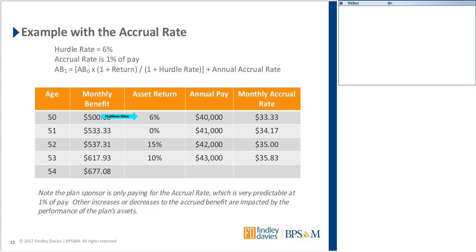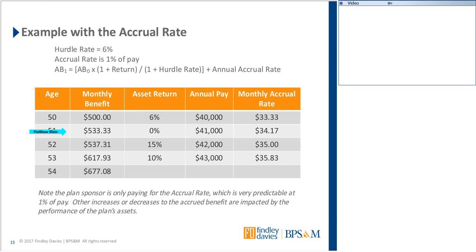And in the first year, the assets are going to return exactly 6%, which happens to be our hurdle rate. So we know that when the return and the hurdle rate are exactly equal, there's no adjustment to the monthly benefit. But we do have our accrual rate now that we're introducing, which for our participant making $40,000 a year, divided by 12 and times our 1% of pay is $33.33 accrual, and that's what we see then at age 51 as the monthly benefit. There's been no adjustment to the $500 because the asset return was equal to our hurdle rate, and we've just added in the 33 monthly accrual.